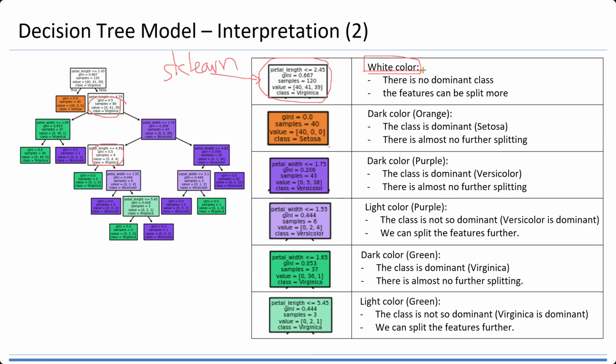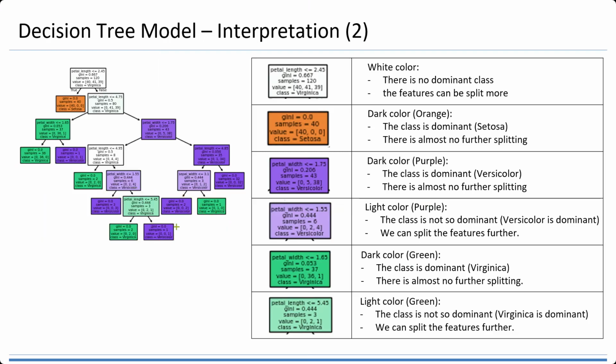The white color means there is no dominant class. The features can be split more. So if you look at this one, the leaf, what does it mean by leaf? The leaf node means the node that you cannot do more splitting. There is no split anymore from this one. You cannot do it again. So this is the last one.